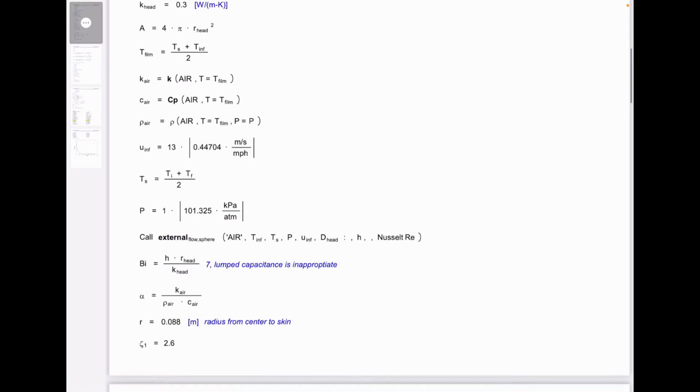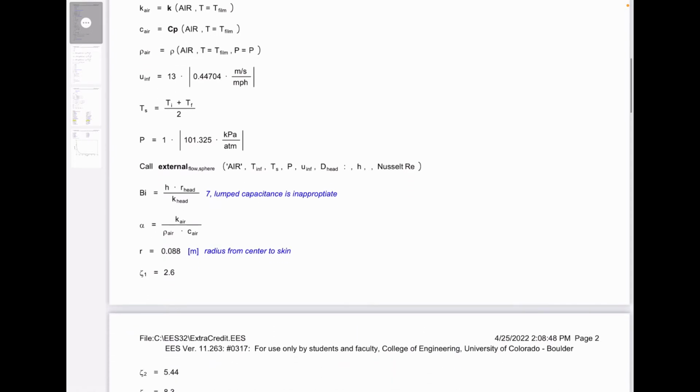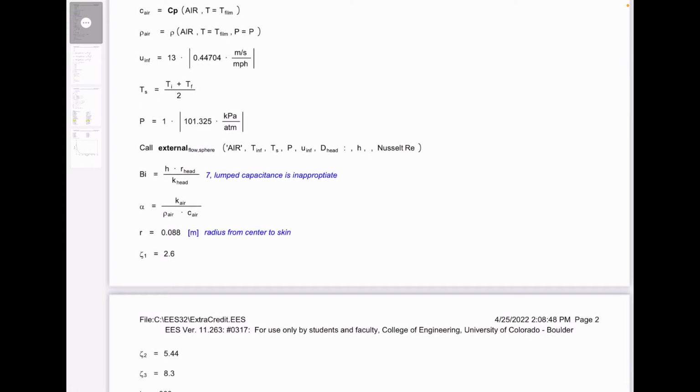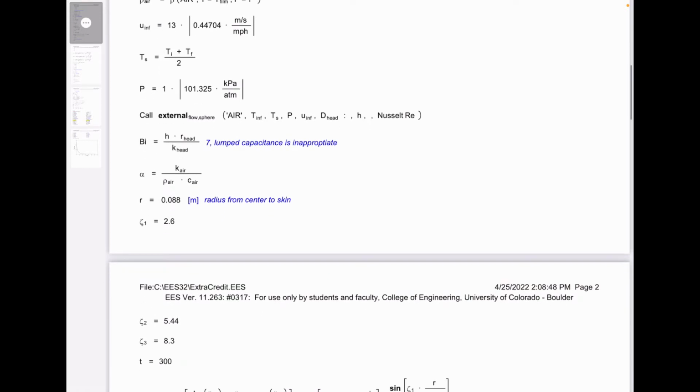You could see our U infinity is basically the speed that we traveled on the bike. I assumed that the air around us was still and that the only convection that was happening was through us moving actually on the bike. We defined pressure and then we called some external flow to get a heat transfer coefficient. One thing to look at for these type of calculations is the Biot number, which came out to around 7, so we could know that the lumped capacitance model is inappropriate.